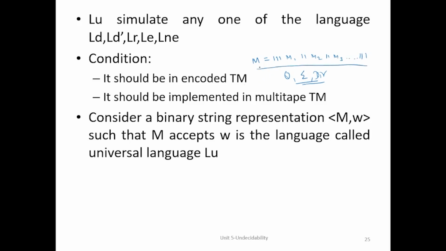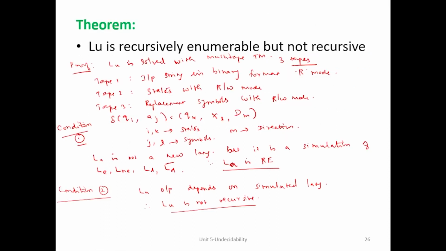We can implement the Turing machine in an encoding format, and to solve a universal Turing machine, the machine should use a multi-tape format. That means instead of a single tape, we can use 3 tapes. One tape is used for storing input symbols, another one is for the set of states, and another one is for replacement symbols. Using these 3 or 4 tapes, we can solve the universal language notations. All values should be written in a binary string format.